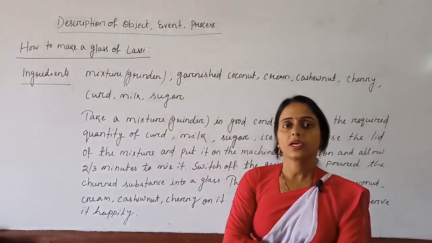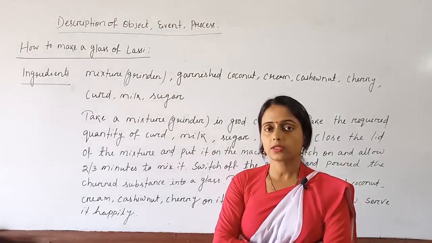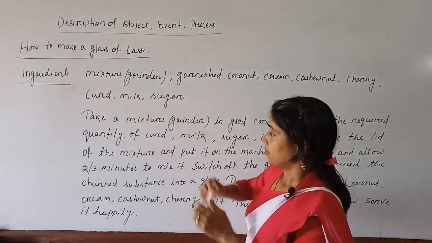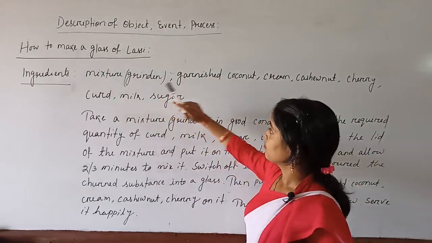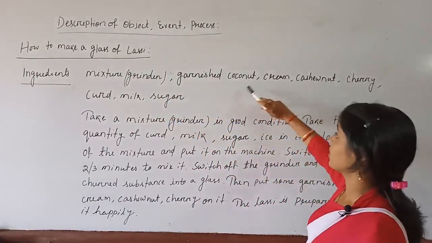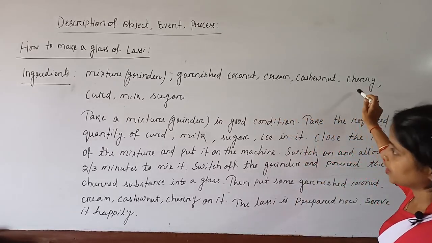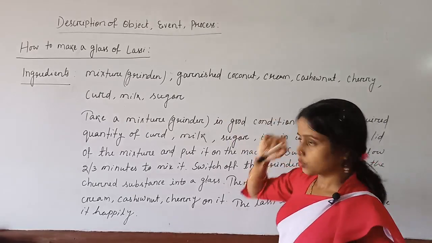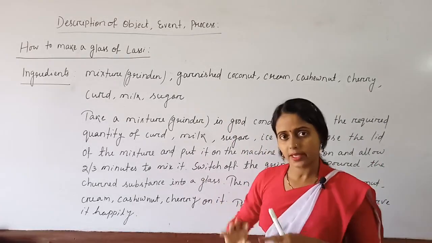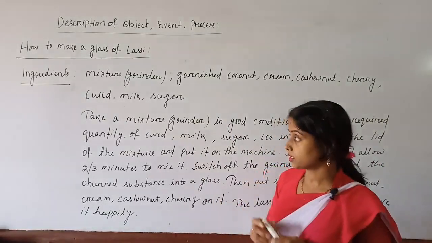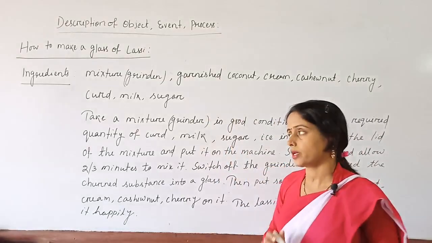First of all I have mentioned the ingredients. What are the things essential here? I have written: first a mixer grinder, garnished coconut, coconut crunch, then cream, cashew nut, cherry, curd, milk, sugar. If you need something else you can also add it to make it quite tasty, but this is the simplest formula to make lassi.